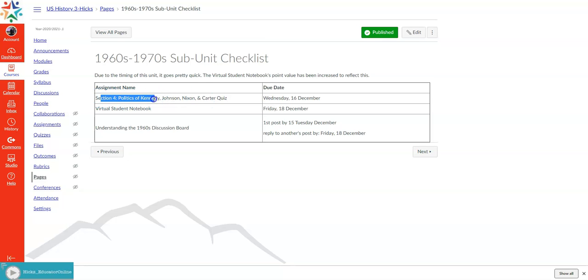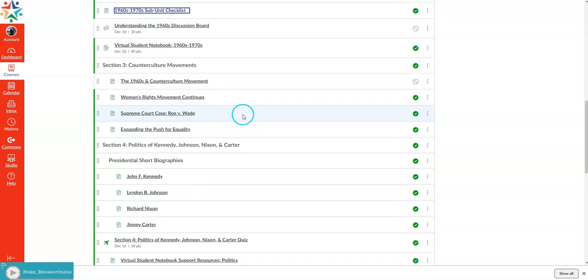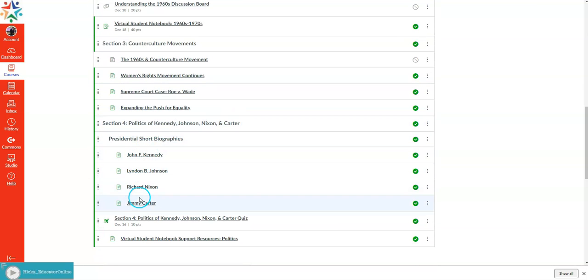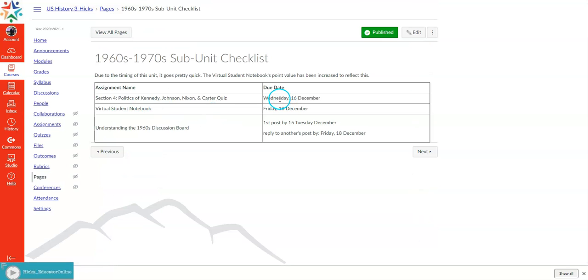The first assignment that's due is Section 4. Well, technically the first assignment that's due is the discussion board, and then the next assignment is on Kennedy, Johnson, Nixon, and Carter quiz. Let's talk about this first. So this Section 4 quiz, if you go into the modules, you will see that there are 4 short presidential biographies. These have some textbook readings, and a lot of them have a short little video going over their biography. Who are these people? What did they do when they were president? And then you'll use that information to take on this quiz here, and that is due December 16th, which is a Wednesday, yes.